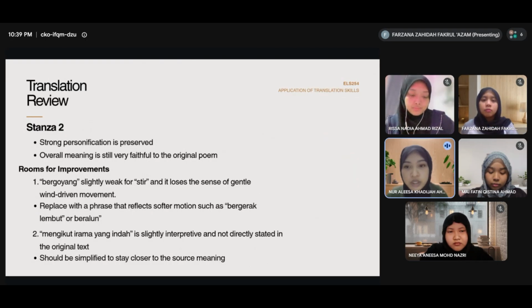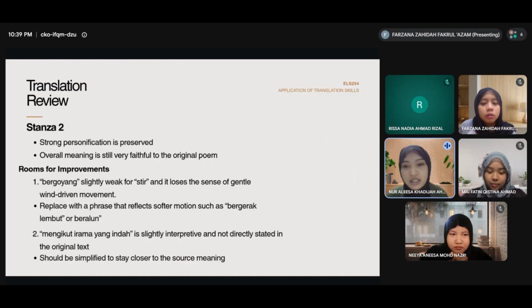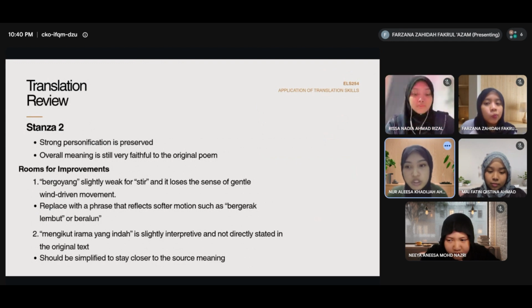The word bergoyang is slightly weak for the word stir as it does not fully reflect the gentle and continuous movement caused by the wind. Why? This reduces the softness intended in the original imagery. The phrase could be improved by using bergerak lembut or beralun to better express the natural and flowing motion.